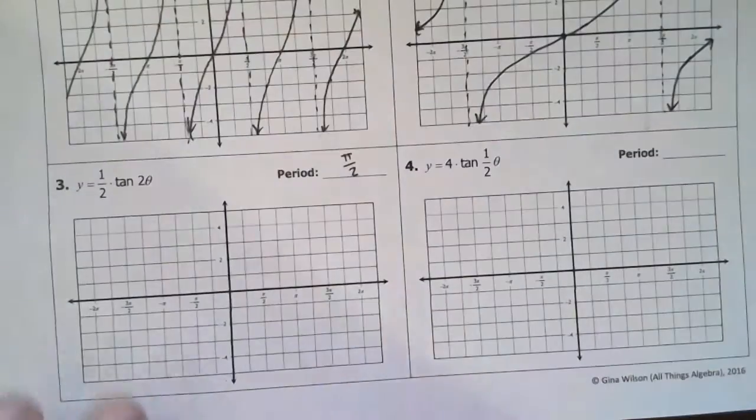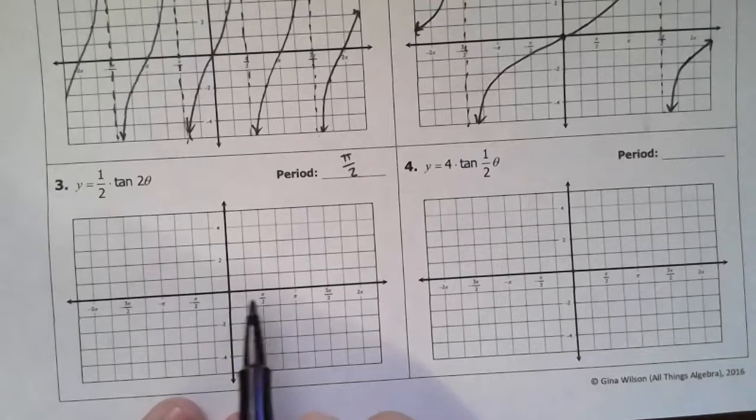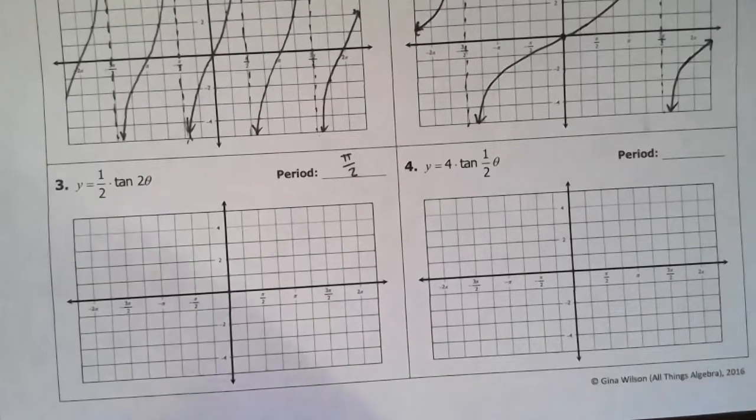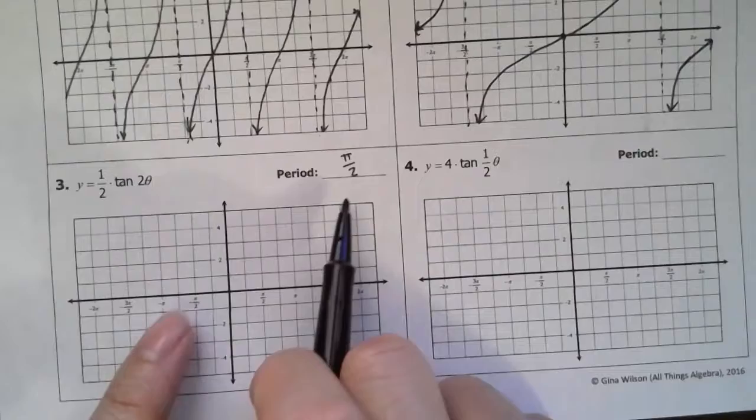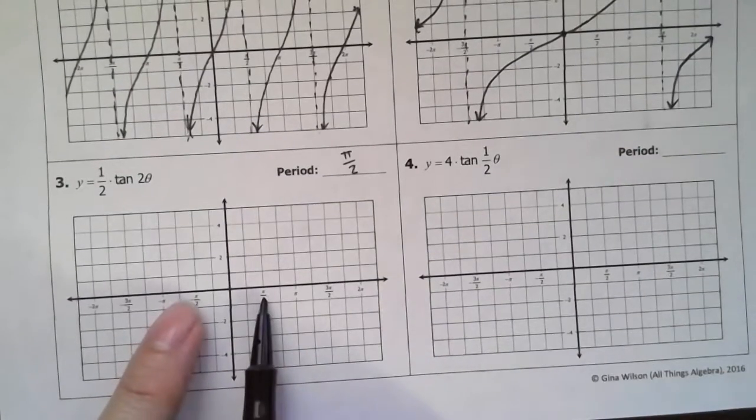So what does this do now to my asymptotes? Well, normally it's a pi. There's a pi gap of distance in between. Now it's only pi over 2. So you're going to have more asymptotes in view, in other words. What you just did is you cut that period into a half.